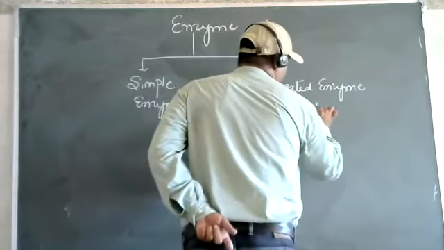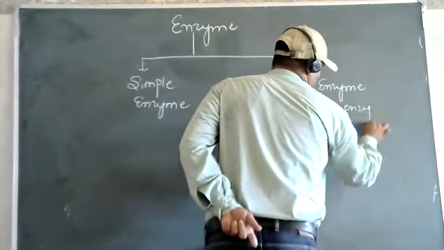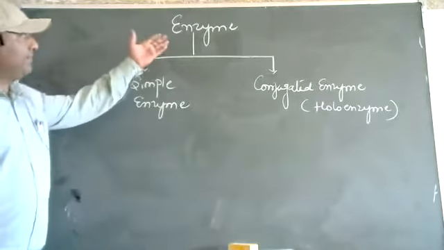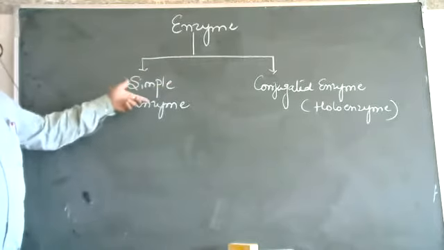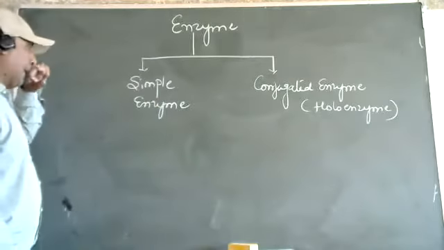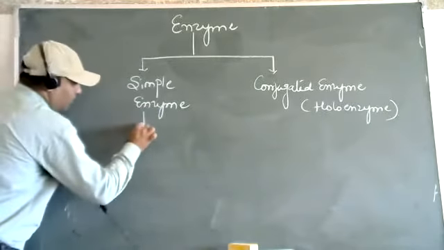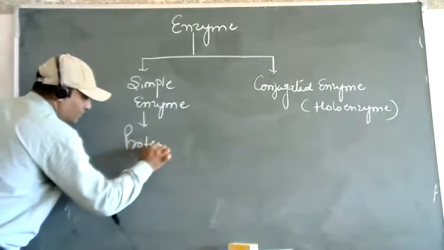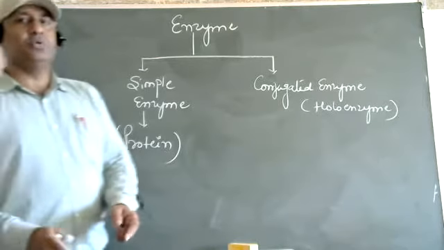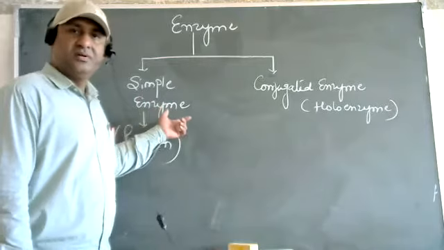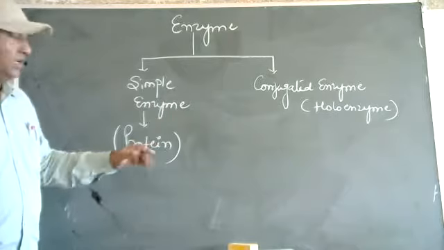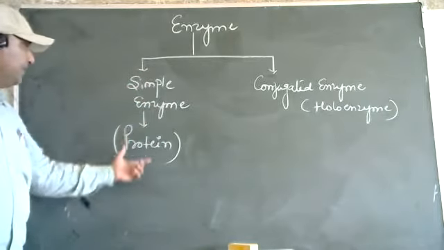Conjugated enzyme is also called holoenzyme. So our next topic, the third topic, is the chemical nature of enzyme. There are two types: first is the simple enzyme, second is the conjugated, complicated enzyme. First, the simple enzyme. Why are they called simple? Because the enzyme is constituted completely by protein. Like pepsin and lysozyme are examples which are completely protein, and they are called simple enzymes.